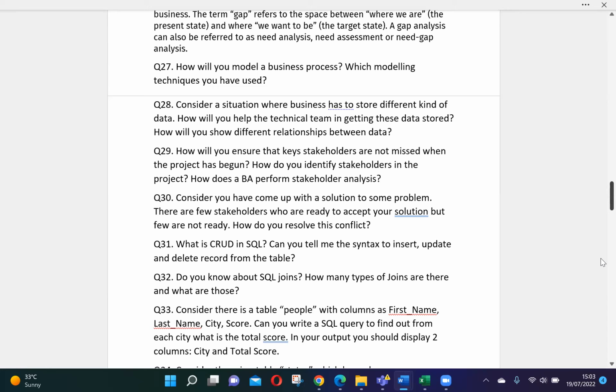And how does a BA perform stakeholder analysis? You first identify and list down all the stakeholders.